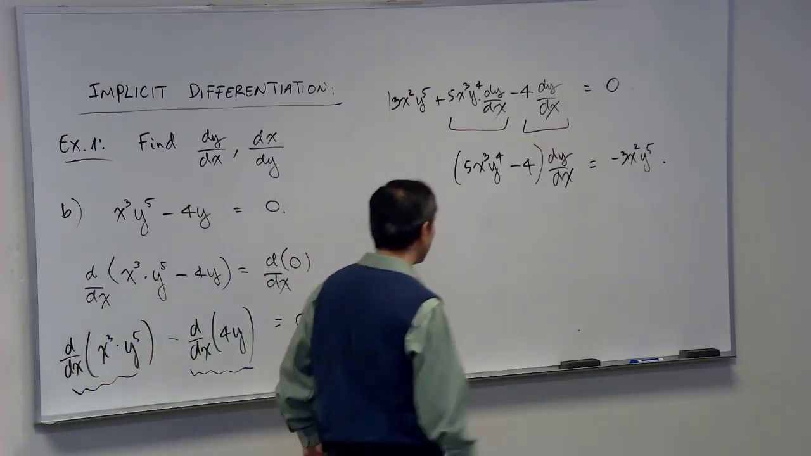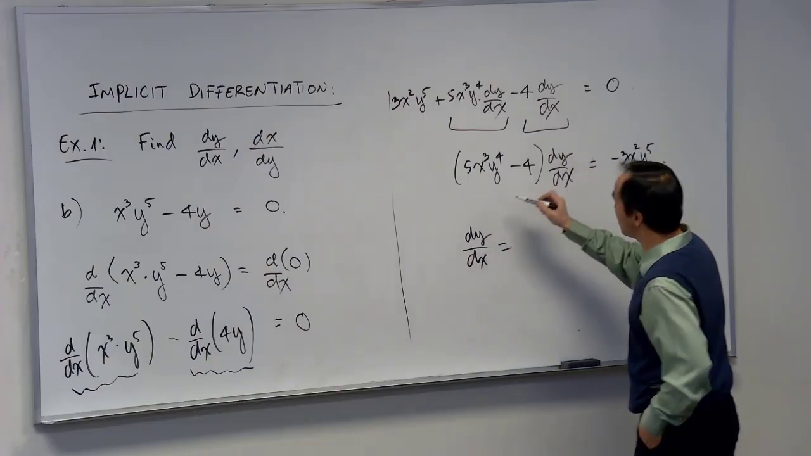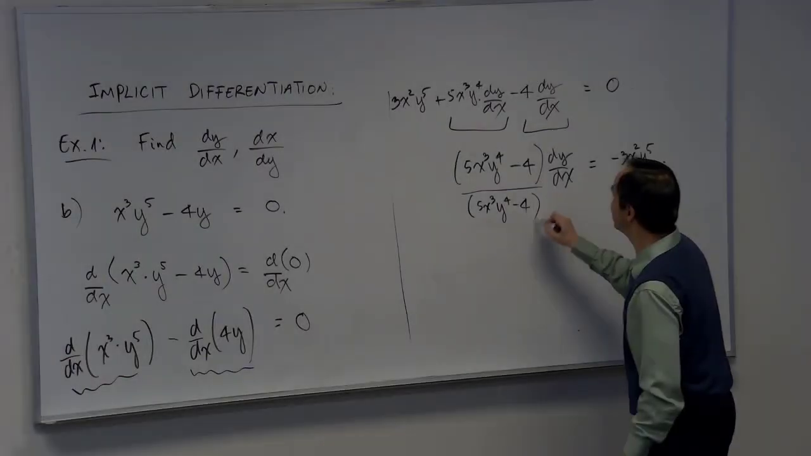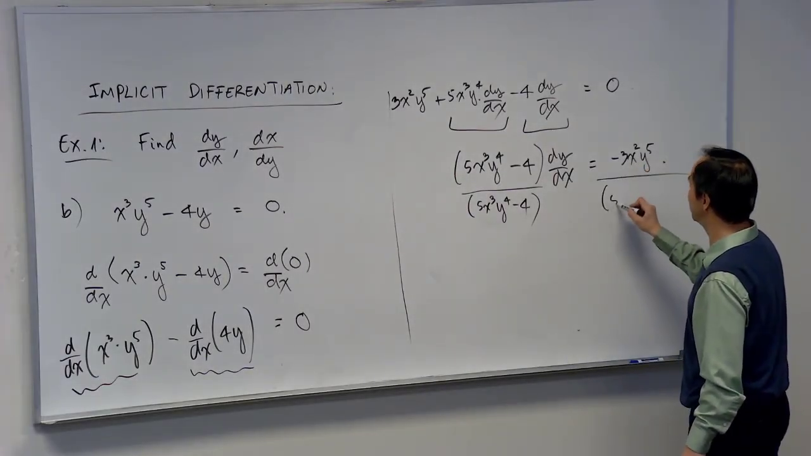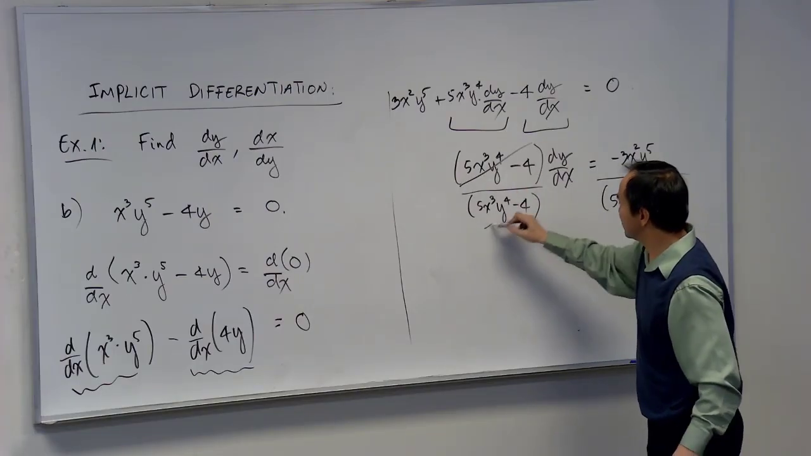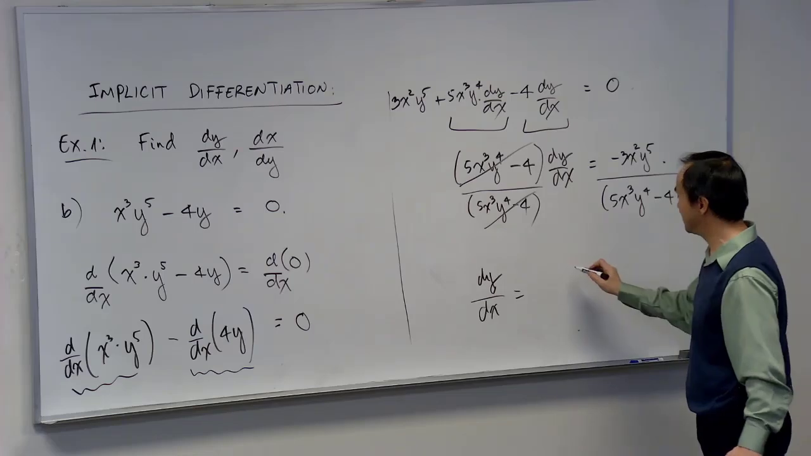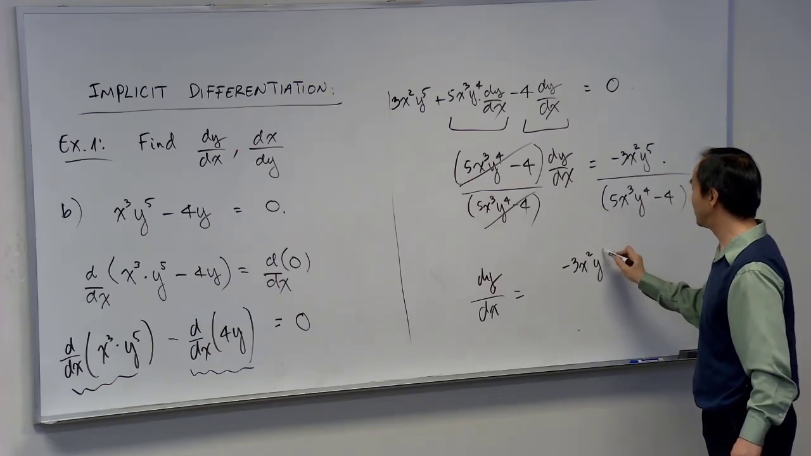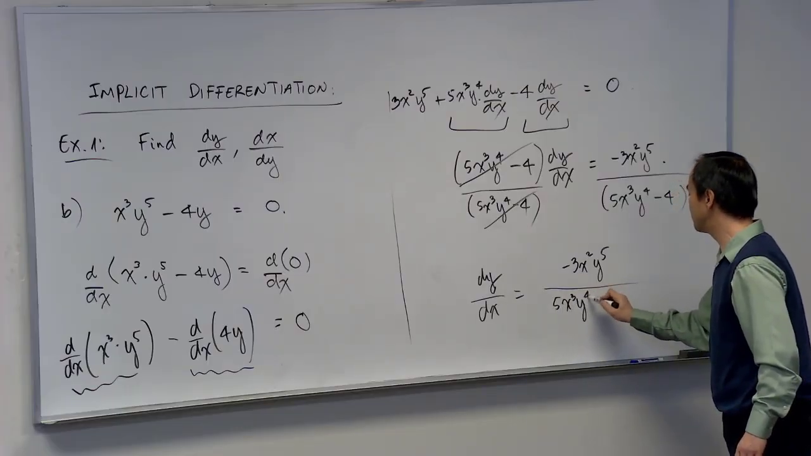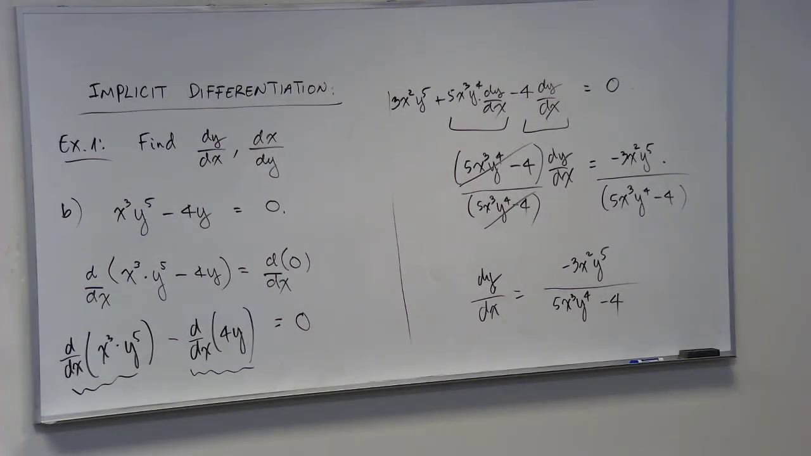But now how do we solve for dy/dx? We solve by dividing both sides by this, 5x cubed y to the fourth minus 4. Dividing both sides by 5x cubed y to the fourth minus 4, of course that cancels out. So that leaves me dy/dx equals minus 3x squared y to the fifth, divided by 5x cubed y to the fourth minus 4. So we found our dy/dx.